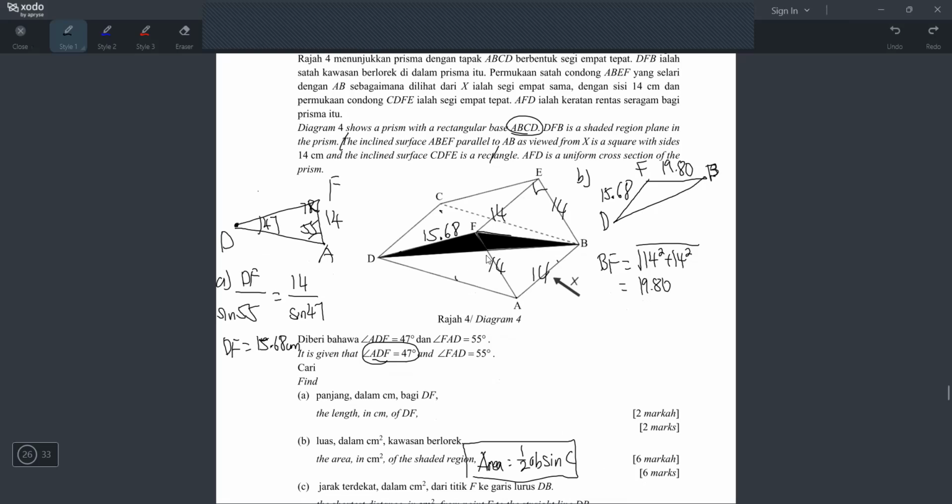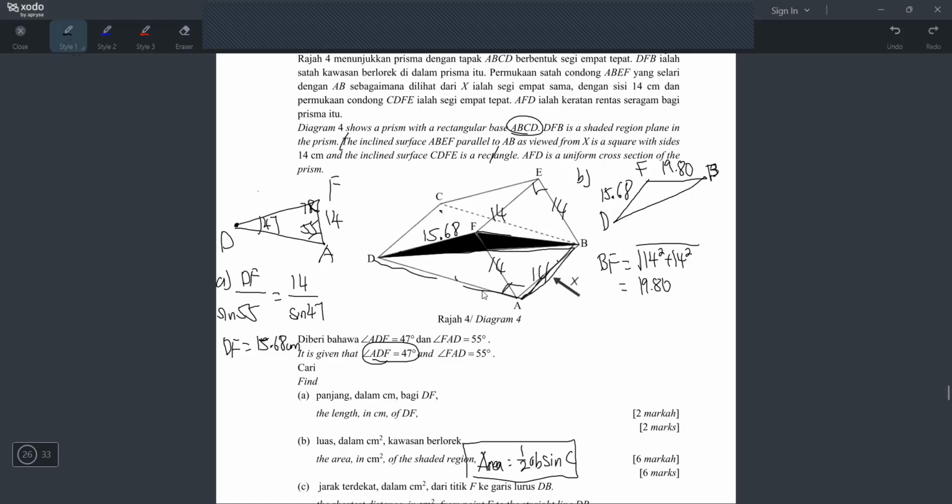Okay, if I want to find BD, I know this is 90 degrees, so definitely this is a right angle triangle, right? So I can use Pythagoras theorem, but the problem is I need this length. Do you agree? So if I have here, I know it's 14. Here I know, here I don't know. But if I have here, I can use Pythagoras theorem to find DB. So now my job is to try to find AD.